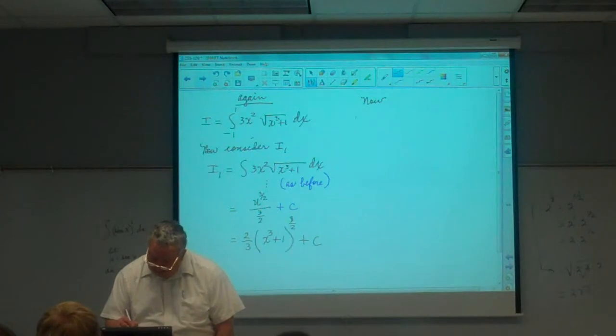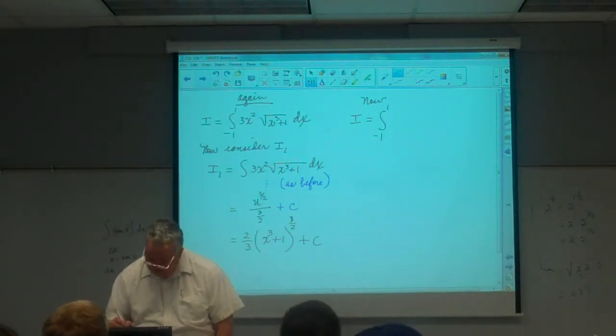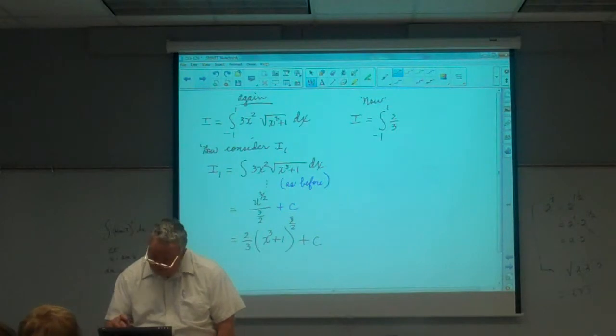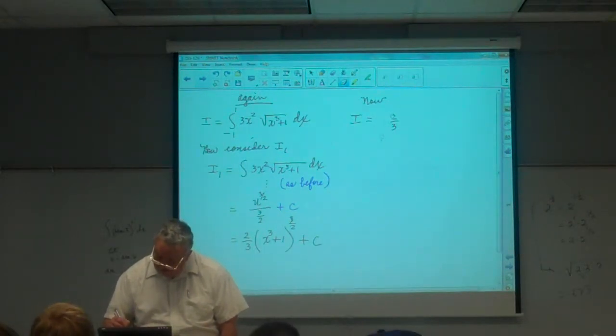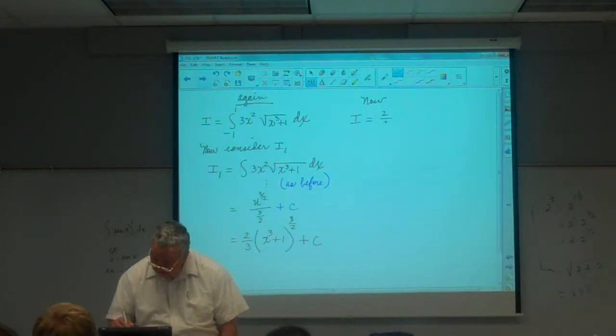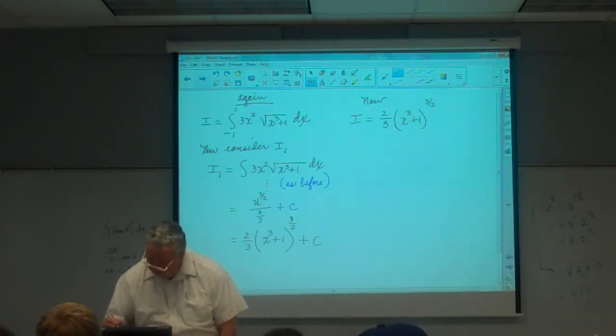Now, I is equal to the integral from -1 to 1 of 2/3. Oh, I'm sorry, no integral. Now I is equal to 2/3 times x cubed plus 1 to the 3/2.